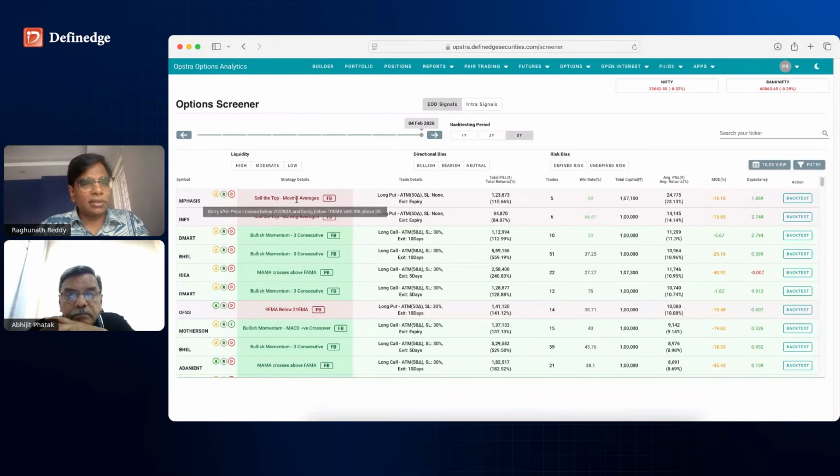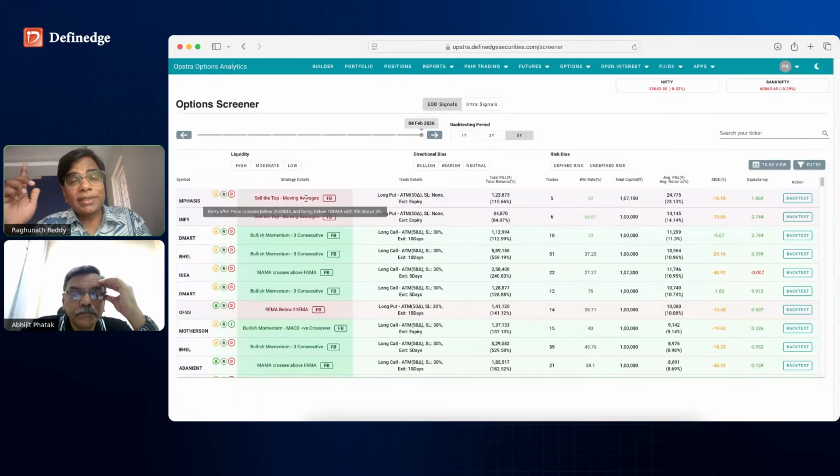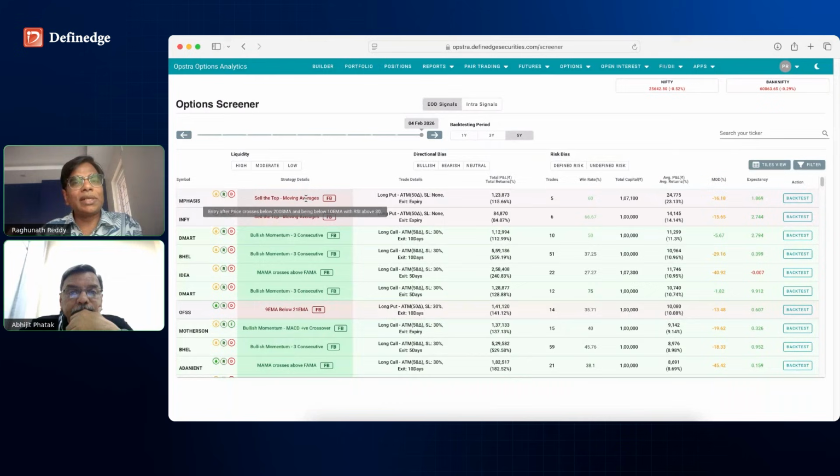Now, what exactly is this? If you hover on this, it will tell you that the entry happens when the price crosses below the 200 SMA, simple moving average, and then the price should be below the 10 EMA, and RSI should be above 30. So when it's selling the top, we are saying it should cross below 200 SMA and be below the 10 EMA, and at the same time RSI should be above 30, which means it should not be in oversold condition, so there is still some room left for it to go down. That's the idea behind this condition.